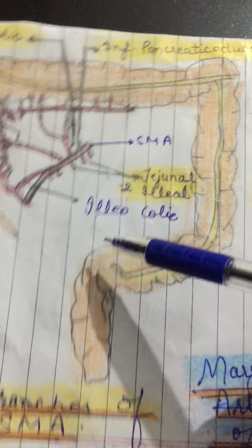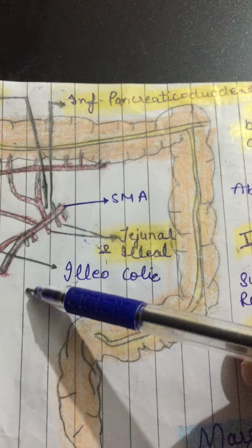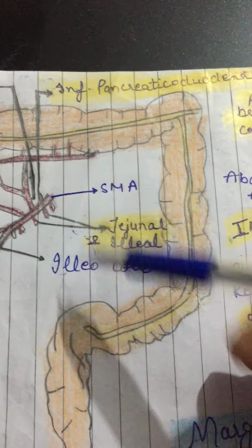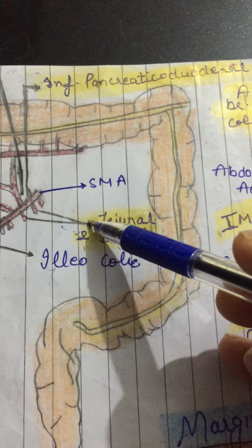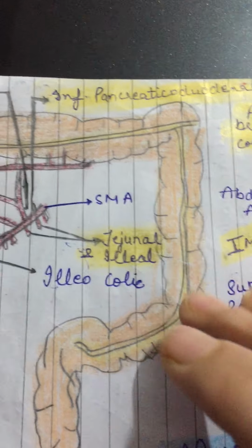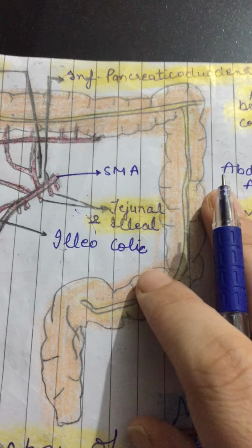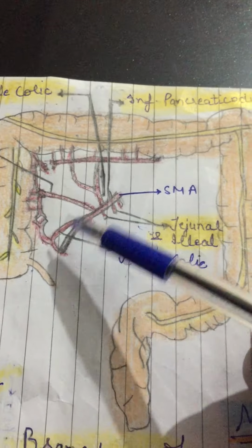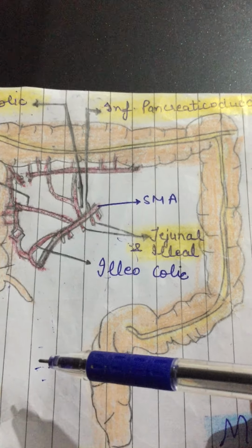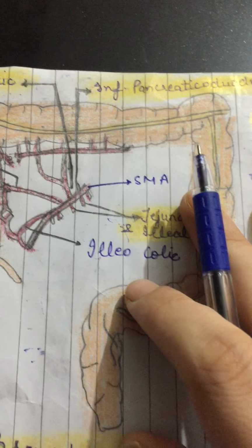Now, what are the parts of the midgut? It supplies the lower part of the duodenum, as the duodenum as a whole is supplied by the artery of the foregut and a small part by the midgut artery. That will be discussed with the duodenal part. So the superior mesenteric artery supplies the organs derived from the midgut, which are the lower part of the duodenum, jejunum, ileum, appendix, cecum, ascending colon, right 2/3 of the transverse colon, and lower half of the head of the pancreas.